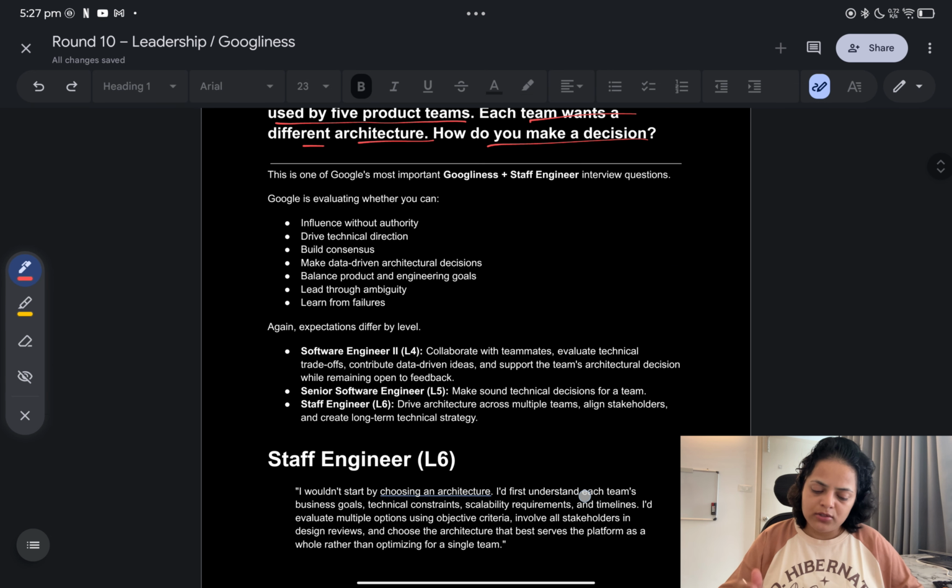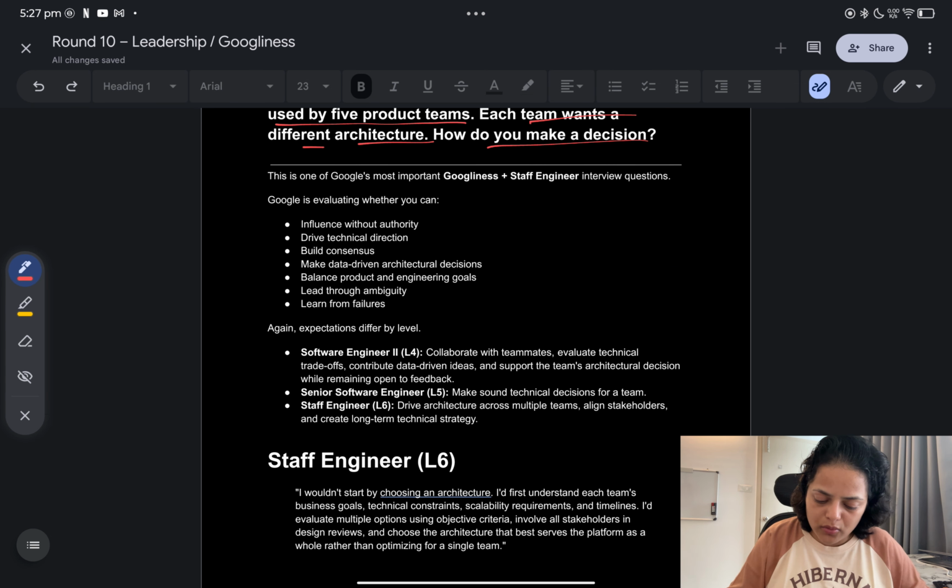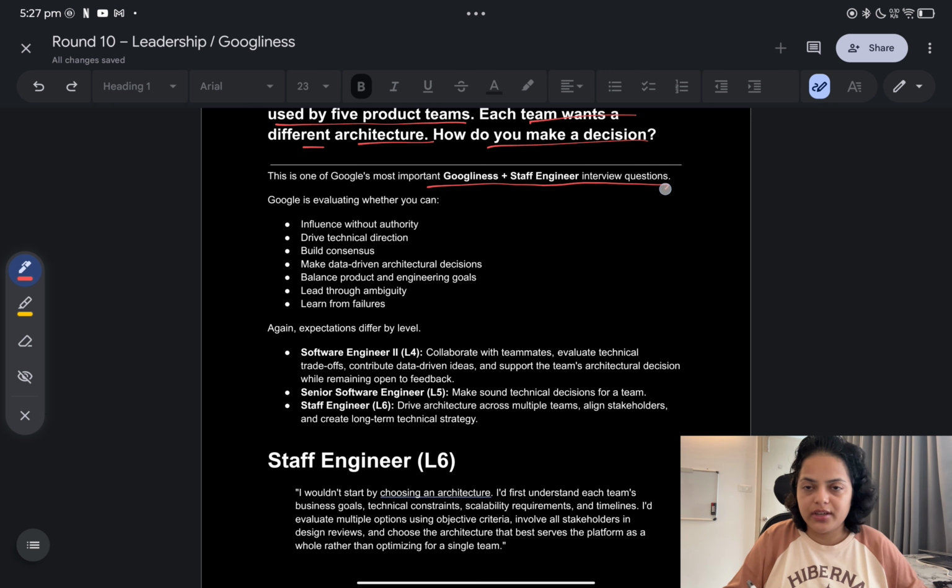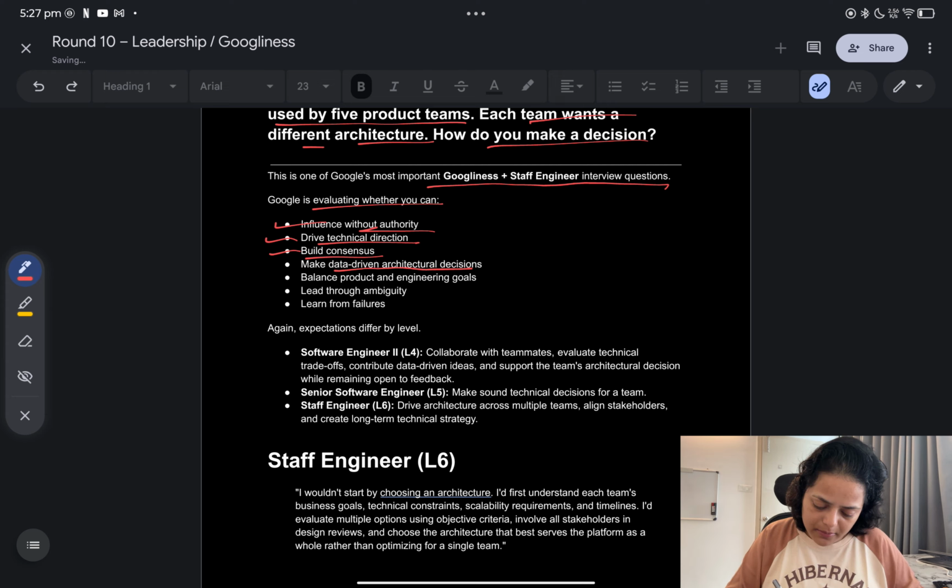So see, this is one of Google's most important Googliness or staff engineer interview questions, and Google is evaluating whether you can do these things. He will check whether you can influence without authority. You don't have authority, but can you influence? Then derive technical direction, then build consensus among all the teams, then make data-driven architectural decisions and not based on your opinions, then balance product and engineering goals, lead through ambiguity and learn from failures.